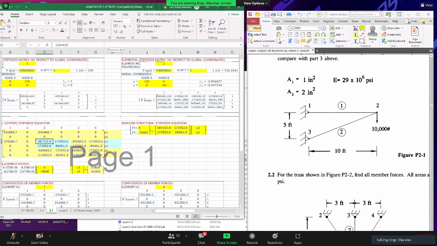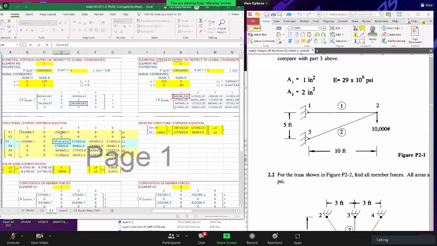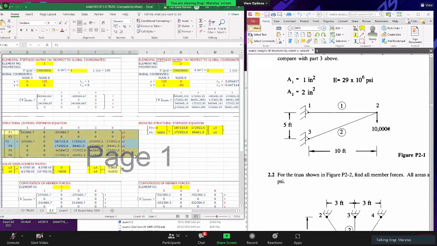So you have to be careful with this portion when you combine your structure stiffness matrix, or the overall stiffness matrix. Okay, so that is where the problem in Excel is, no? So this is now the force displacement relationship for the entire structure. After that, you eliminate the rows and columns that correspond to zero displacement.